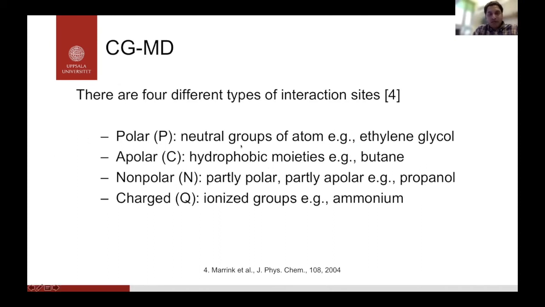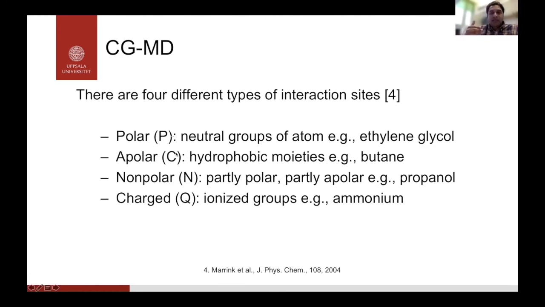So these are for neutral groups of atoms, representing neutral groups of atoms that would easily dissolve into water. And then there will be a polar group of atoms, which will be represented by C beads, and this represents groups of atoms which are hydrophobic in nature. And then there will also be non-polar, which are partly polar and partly non-polar, and charged beads, which contain mostly the charge.